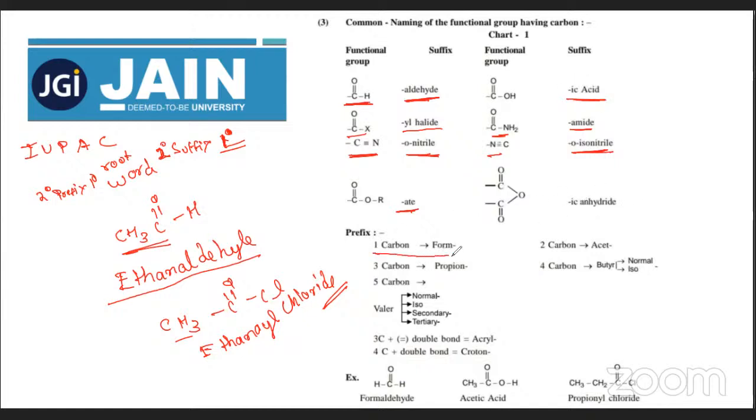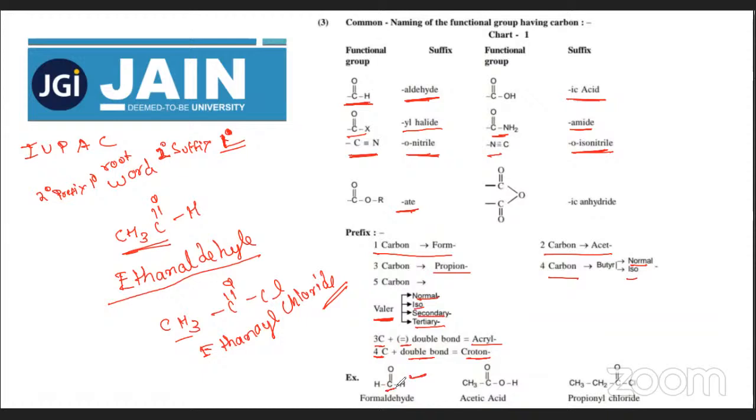If 1 carbon, we write it as form. I'm talking about again when we are writing the common name. 2 carbon, it is acet. 3 carbon, propion. 4 carbon, we have butyryl. It can have normal butyryl, we have an iso. If you have 5 carbon, we have valeryl. It can be normal, iso, secondary, tertiary. You should know that if you have 3 carbon and 1 double bond, it is known as acryl. If you have 4 carbon, 1 double bond, that is known as croton. You would have seen the names such as crotonaldehyde. Okay, so these are a few examples.